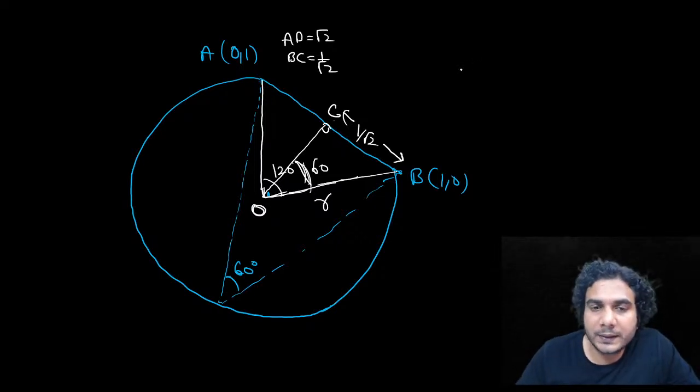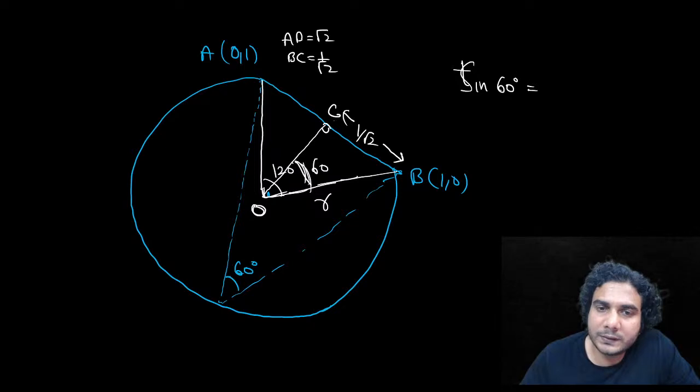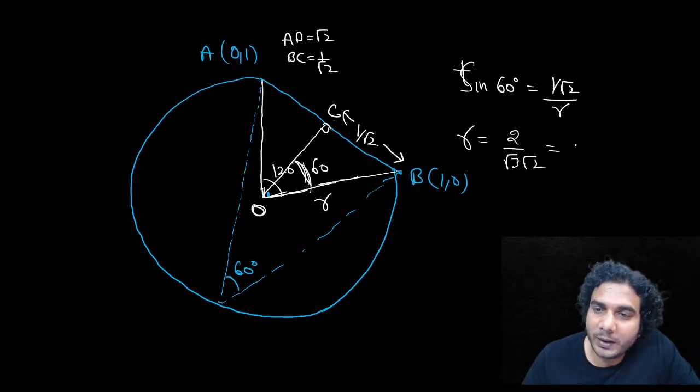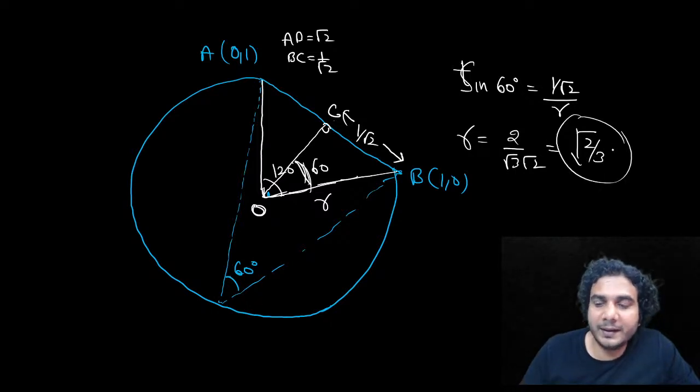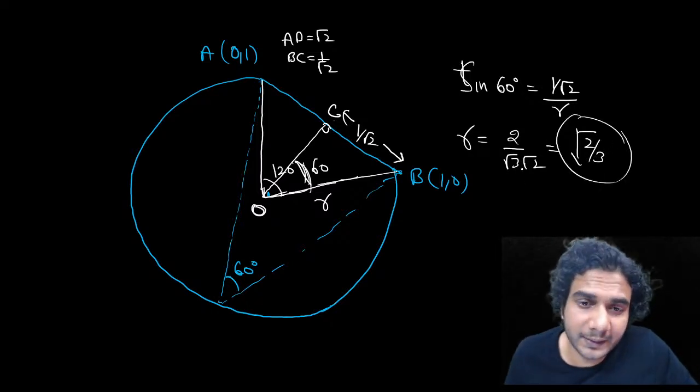Okay, so radius here is tan, not tan, sine theta. Sine theta you can use. So sine of 60 degree is going to be 1 by root 2 perpendicular upon hypotenuse radius. So r is going to be, this is root 3 by 2. So it is going to be 2 by root 3 into root 2. So your radius is coming out to be root of 2 by 3. All right. So in this way you can find the radius. Now you've got the radius.